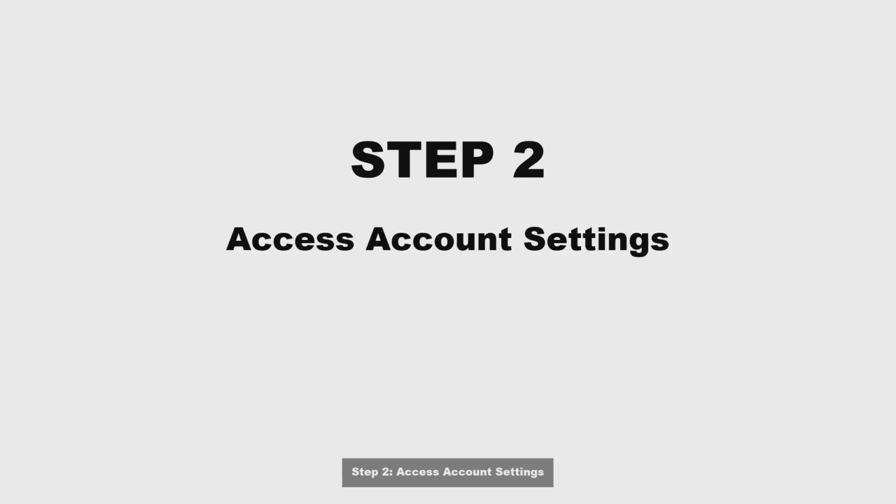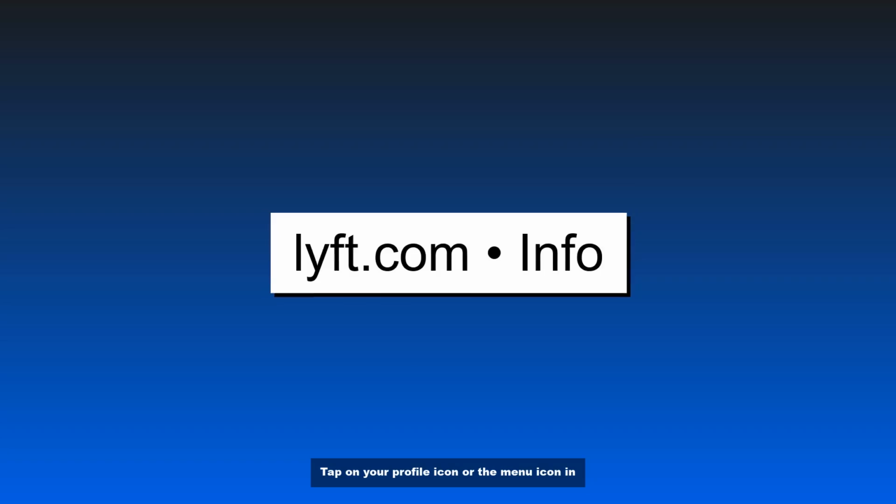Step 2. Access account settings. Tap on your profile icon or the menu icon in the top left corner of the screen. From the menu, select Payment or Payment Methods to view your current payment options.